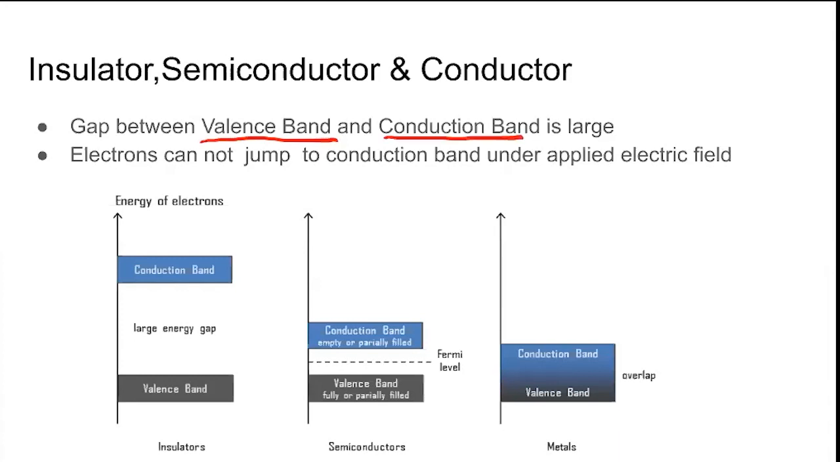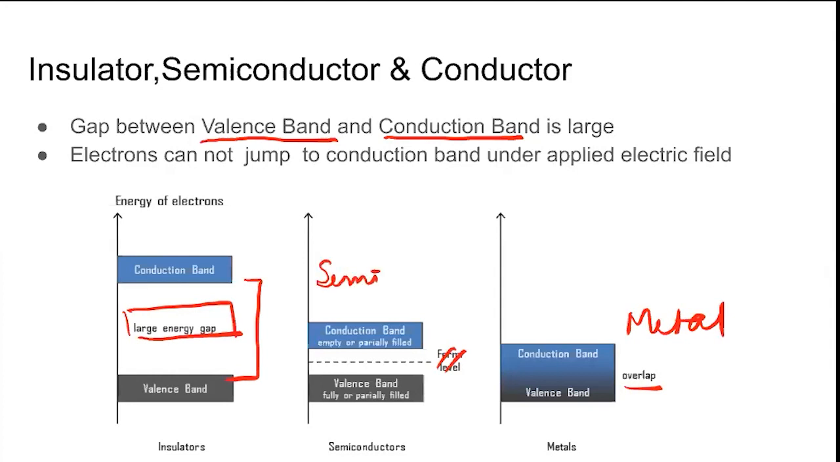So you see, there is a large gap here. Are you able to see clearly? You can easily see that. In the case of metals, they overlap. This is metal. Whereas in the case of a semiconductor, there is a small gap in between. So these are semiconductors, and mainly our focus is on semiconductors.